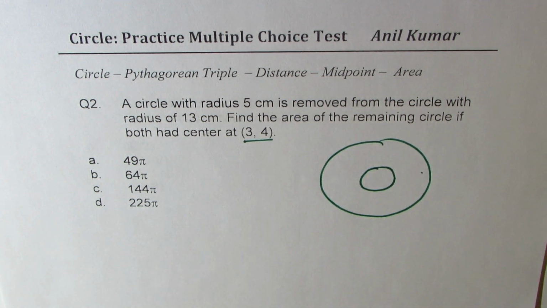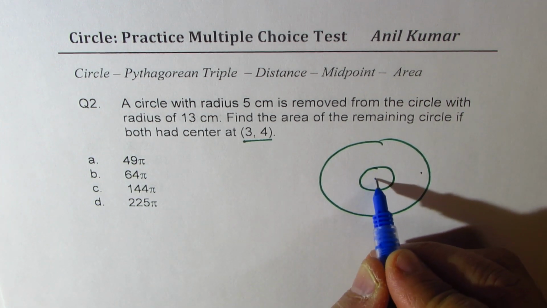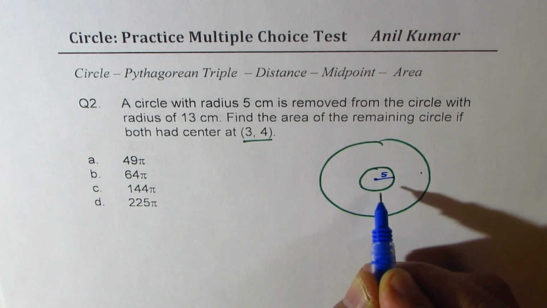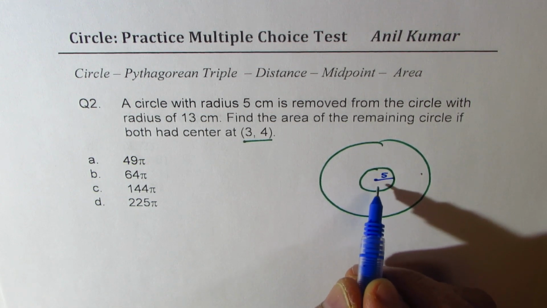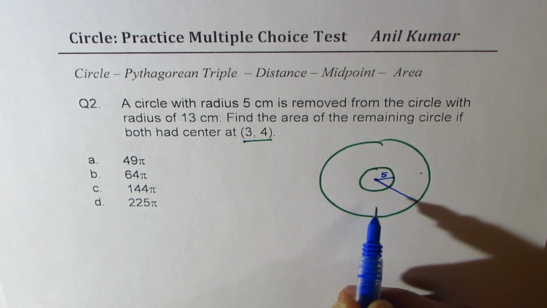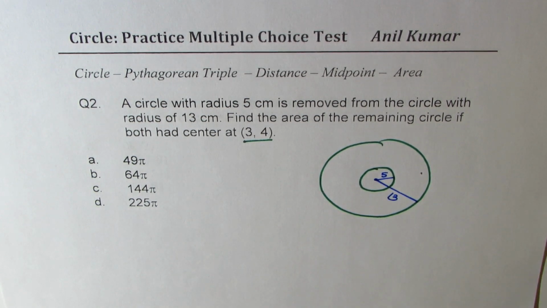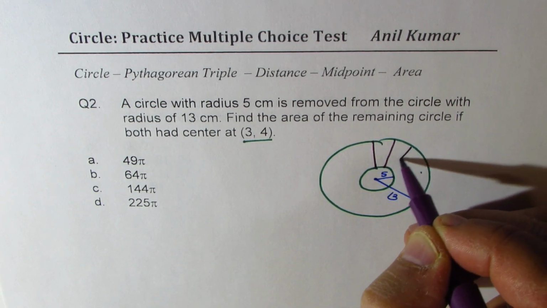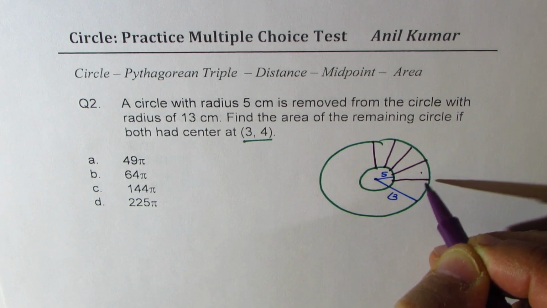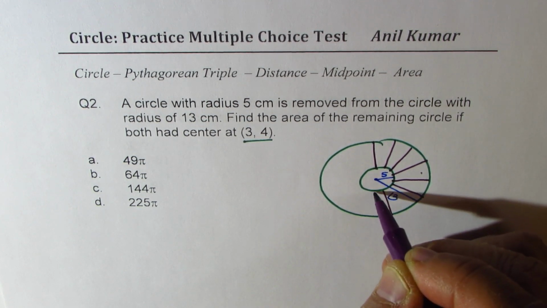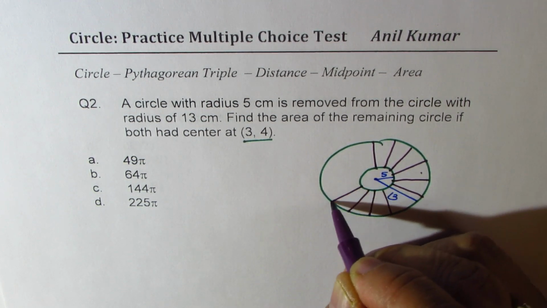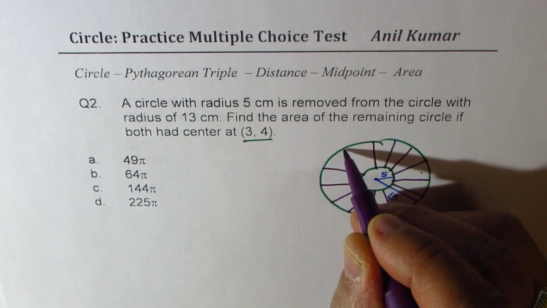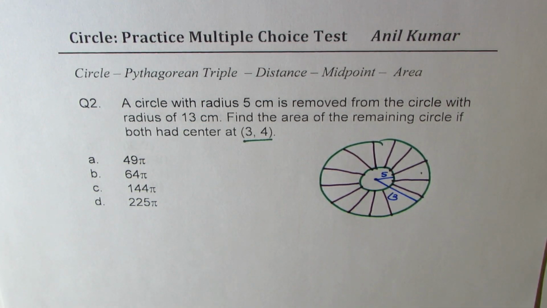Do you see that? And what we are given here is that the radius of inner circle is 5 and the radius for the outer circle is 13. That is what we are given. And if we remove the inside circle, then what remains is this circle. So this section area is what we need to figure out. So I hope that is clear. Now you can actually pause the video, answer the question, and then look into my suggestions.